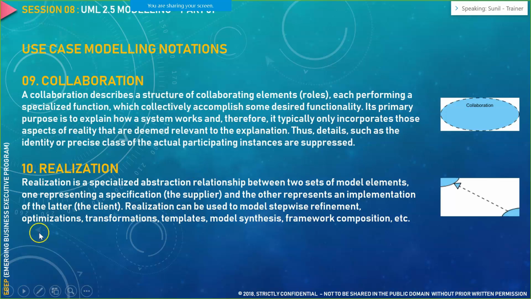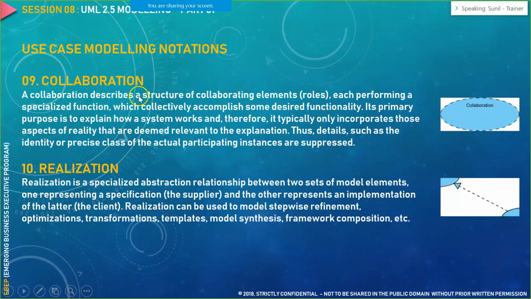And then comes realization, a specialized abstraction relationship between two sets of model elements, one representing a specification, the supplier, and the other representing an implementation of the latter. So in the context of supplier and client, the supplier is who is providing the functionality, and the client is the consumer of that particular functionality or use case. You can do it with the help of realization.